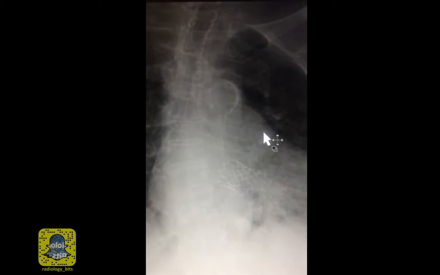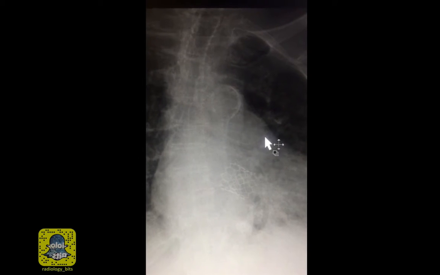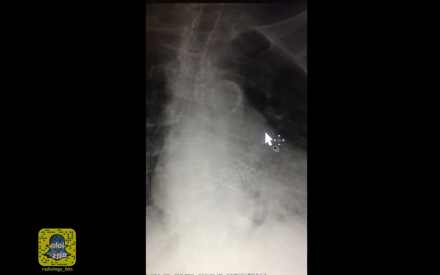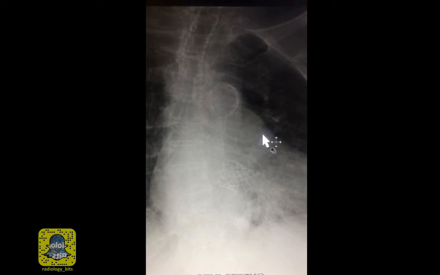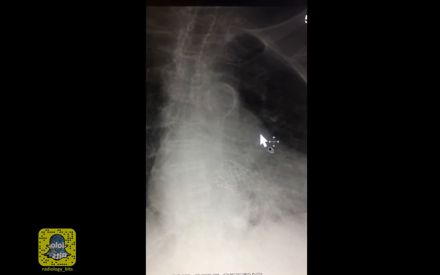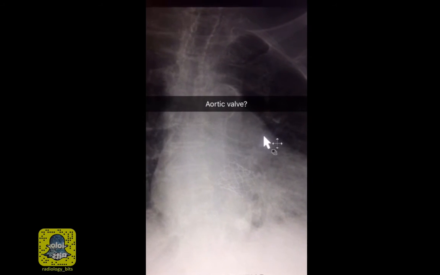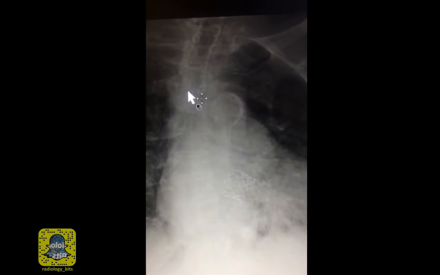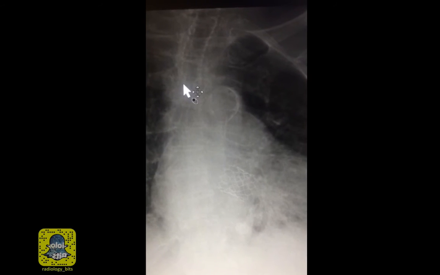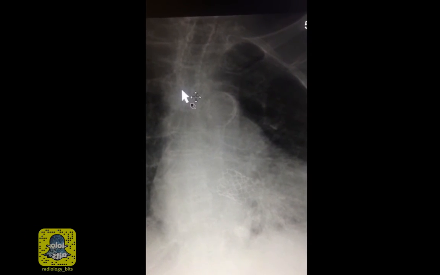Of course, this is too big for a coronary arterial stent, and this is not the location for such a device. The appearance is not that of a typical prosthetic valve. But if you think about the location, it's really in the area where you expect the aortic valve to be. So this is an aortic valve stent, and it's not a typical aortic vascular stent, which would be higher up.